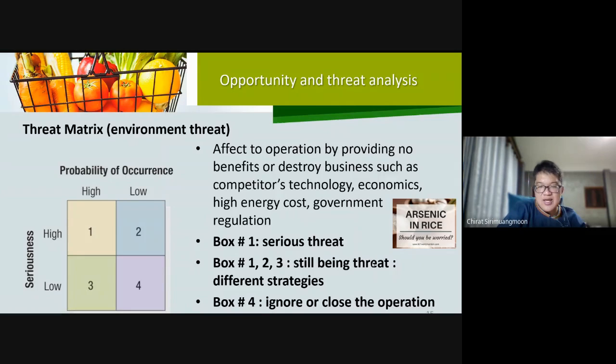And they also say boxes number 2 and 3 are still threats, but you need to apply different strategies depending on the level in the threat matrix. And the last one: if your seriousness is not quite high and your probability of occurrence is not quite high either, then please ignore it or close down the operations. So this is an example.